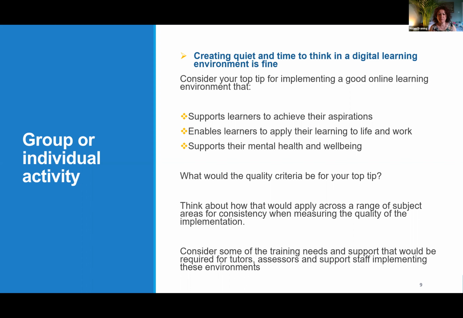So what would your quality criteria be for your top tip? How would you measure that? Think about how you would apply this across a range of subject areas. So does your quality criteria work for pottery and community learning, ESOL in your skills for life provision, in your apprenticeships, maybe in your 16 to 19 provision, maybe in your provision for adults with learning difficulties and disabilities? Test your thoughts about the measures and the criteria that you're putting in place. Think about that top tip. How does it transfer to other areas of learning?